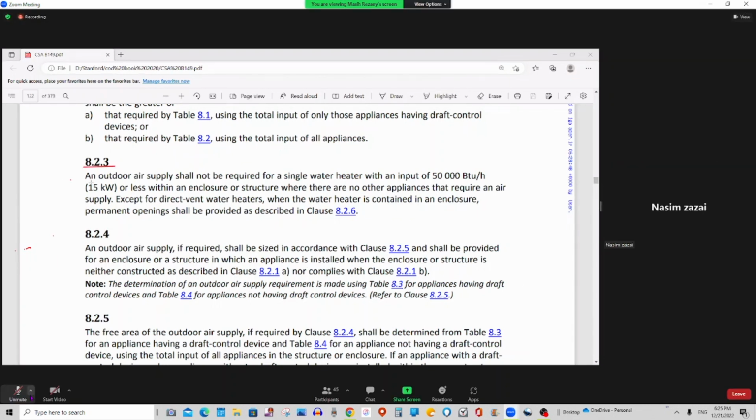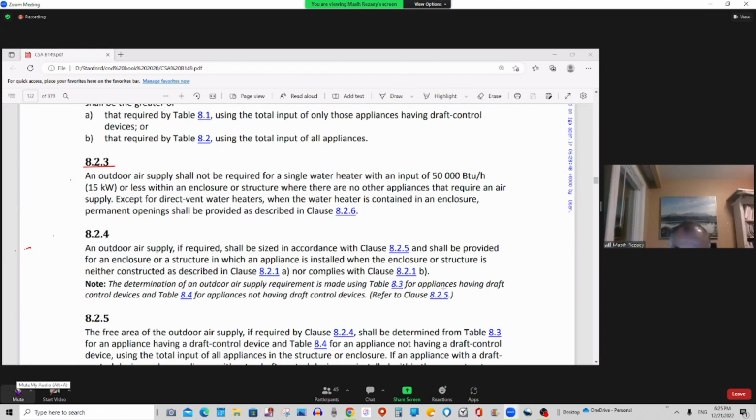8.2.3. An outdoor air supply shall not be required for a single water heater with an input of 50,000 BTU per hour or 50 kilowatts or less without an enclosure or structure where there are no other appliances that require an air supply, except for direct vent water heaters. When the water heater is contained in an enclosure, a permanent opening shall be provided as described in clause 8.2.6.